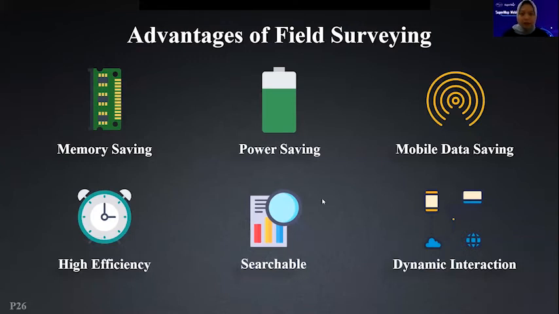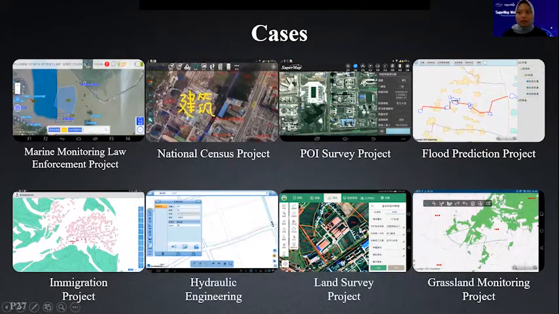Next part, I will show you about the cases. So these are some successful cases of mobile surveying developed by SuperMap. We have the Marine Monitoring Law Enforcement Project, National Census Project, POI survey projects, and other projects. These are developed with our mobile applications, not only SuperMap iTablet, but also the mobile GIS development platform.